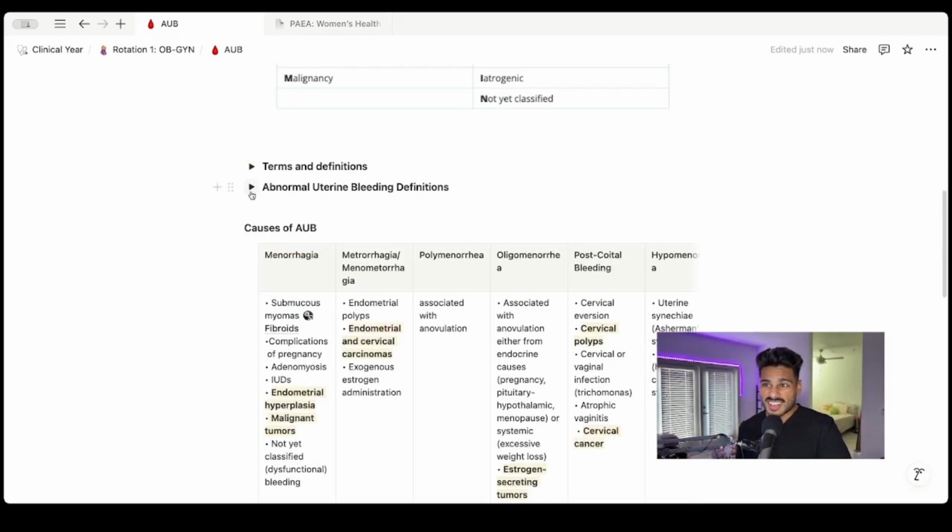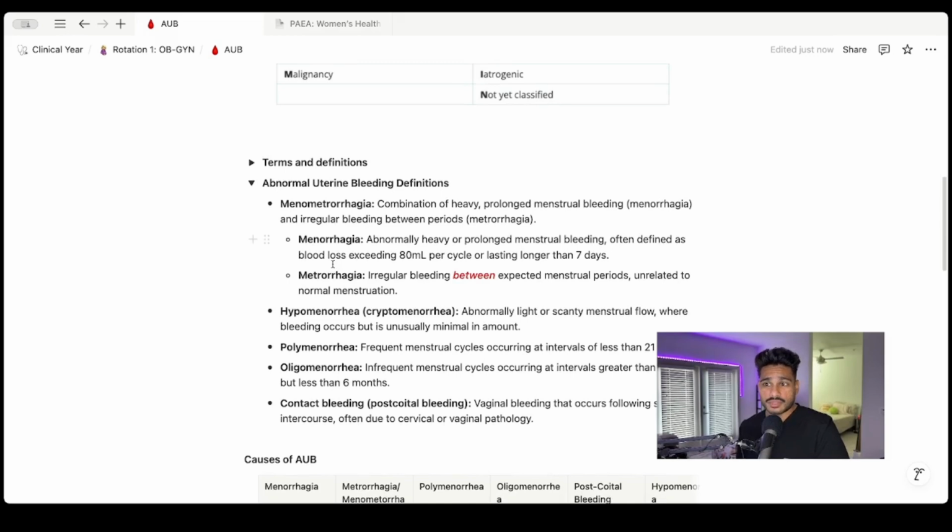So I hide it. And so that is a great feature inside Notion. And then again, the definitions of AUB. Sometimes I still forget what is the definition of menometrorrhagia compared to metrorrhagia. So I have to review that. And these are some proper definitions. These are wordy definitions, but that's what learning is about.